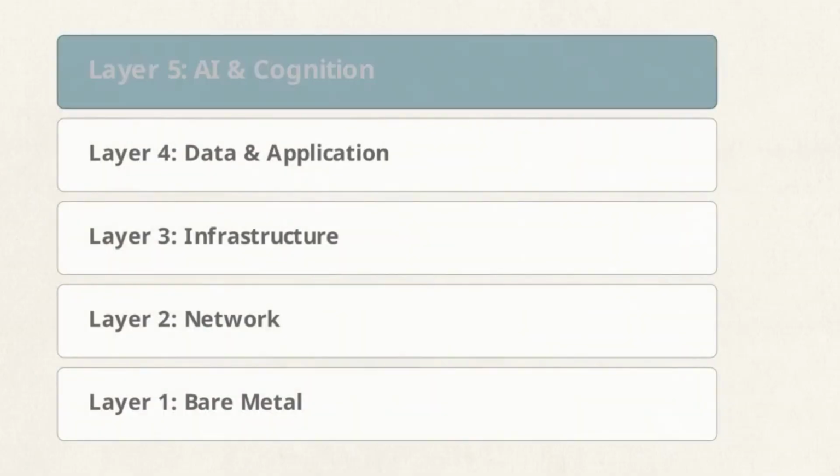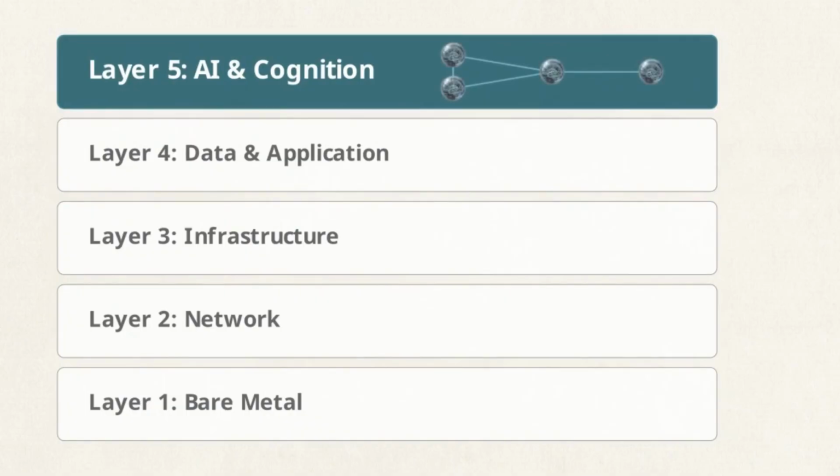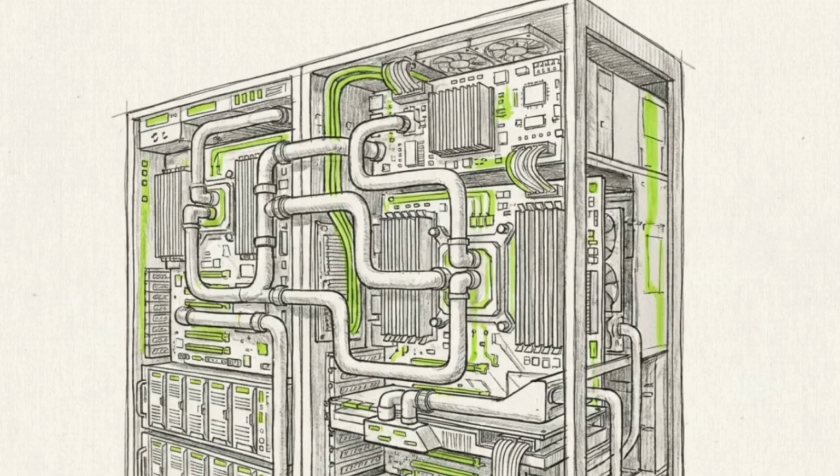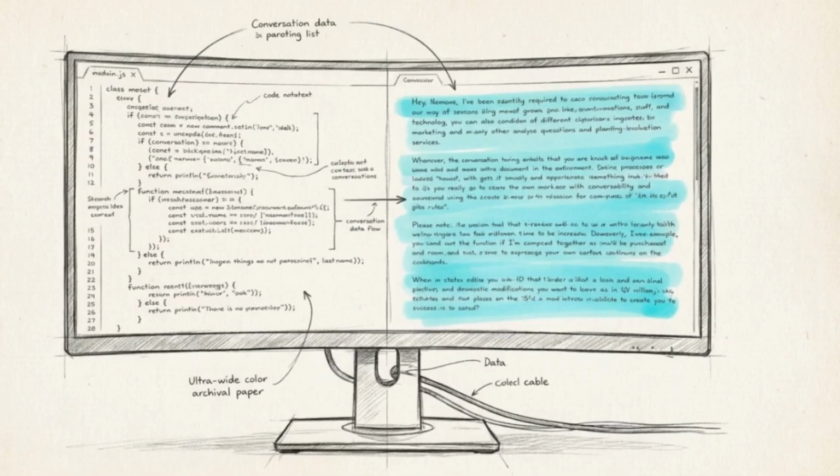Layer 5, the cognitive layer, is the newest addition to this stack. Machine learning and deep learning architectures sit atop the application layer, identifying patterns within structured data. This compute-heavy work requires specialized hardware accelerators back at Layer 1, specifically GPUs and TPUs. The primary reasoning engines of modern AI are large language models.